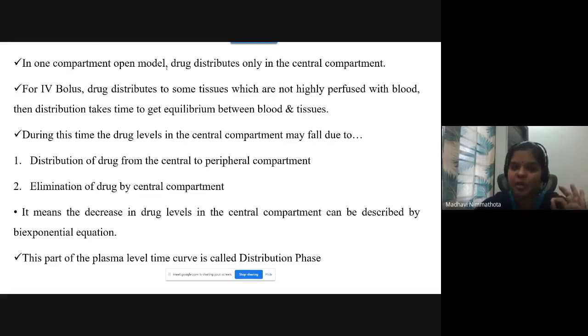In one compartment open model, the drug distributes only in the central compartment. Am I right? Here, in case of one compartment, you have to remember the central compartment. It plays an important role for the drug's entire physicochemical ADME processes. IV bolus administration also belongs to this one compartment open model. See here, for IV bolus administration, drug distributes to some tissues which are not highly perfused with blood. Then the distribution takes time to get equilibrium between the blood and tissues.